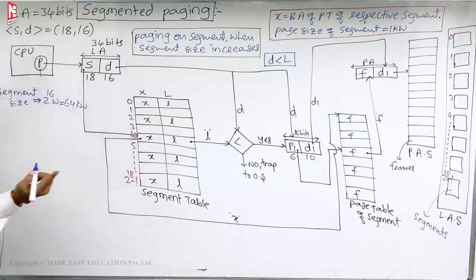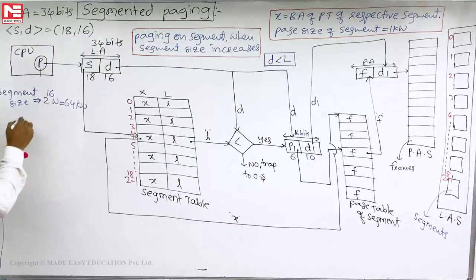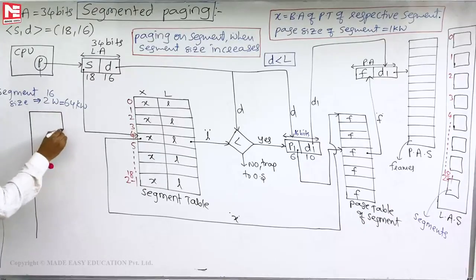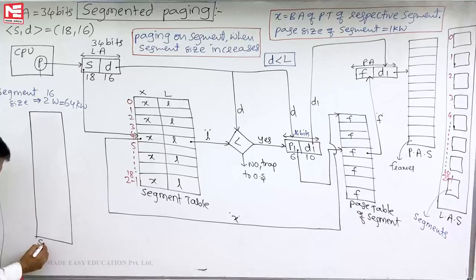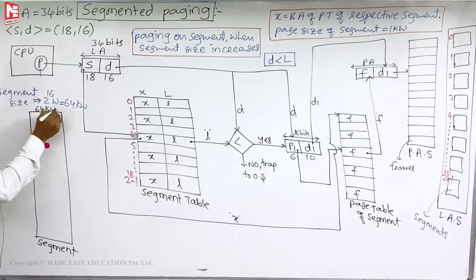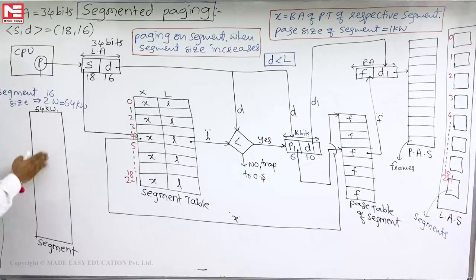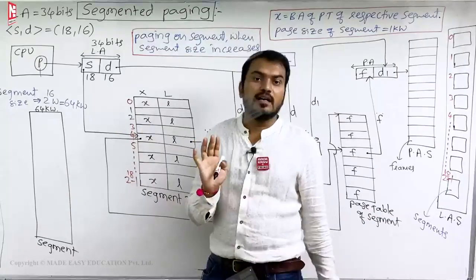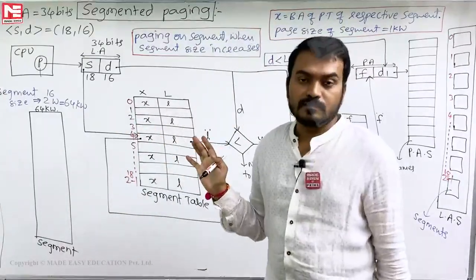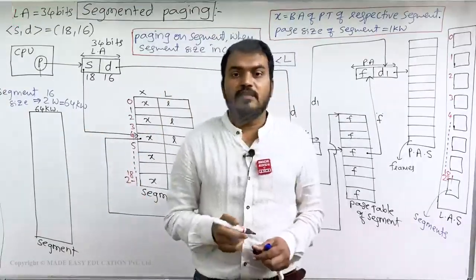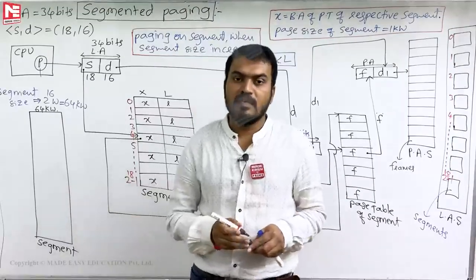2 power 16 words, assuming word addressable memory, that is 64 kilowords. It means you have a very large segment like this, with a size of 64 kilowords. This is the segment size we have. Copy this segment too, either in the previous page or the next page. Don't mix the two diagrams. If you have space in the previous page you can copy there, no problem; otherwise copy in the next page.